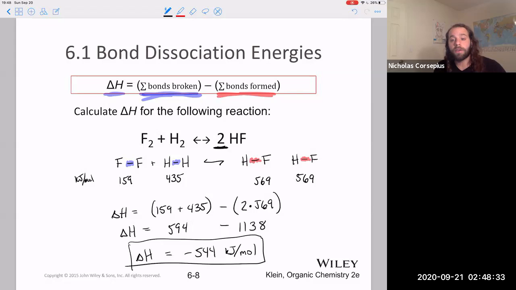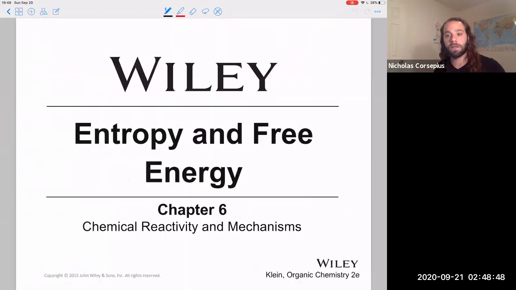So anyway, you can calculate, using these bond dissociation energies, what the enthalpy of a reaction will be, how much heat is going to be absorbed or released during the course of a chemical reaction. We can use this in the future, we'll see. We're going to plug this in with our information about entropy and free energy in order to determine whether or not a reaction will spontaneously occur. Okay, so practice that, and then we'll move on to these other thermodynamic quantities.